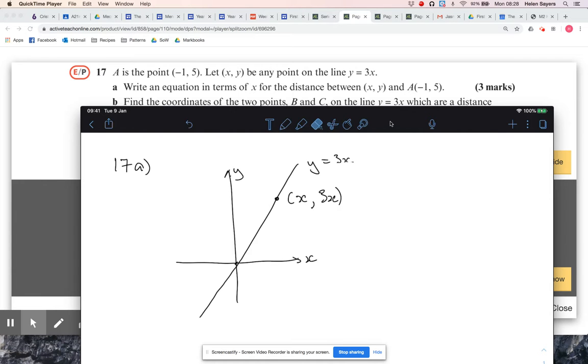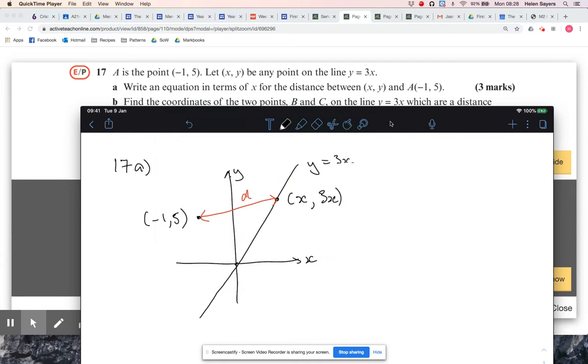Okay, and then I've got the coordinate (-1, 5). It doesn't need to be an accurate sketch, but (-1, 5) can be about there somewhere. Obviously, very much not drawn to scale. And I want an equation in terms of x for the distance between those two points. So let's call that distance d.